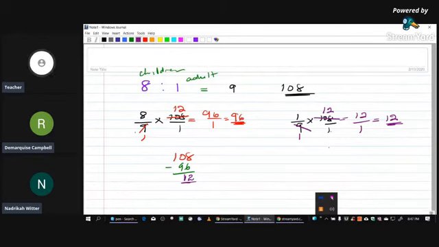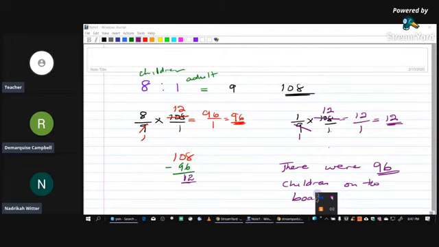So our question said, how many children were on this trip? And the answer would be 96. There were 96 children, right? I think it's a boat trip. Okay, so that would be our answer. So if we wanted to put it in a nice, neat statement, that would be the way to get it done.